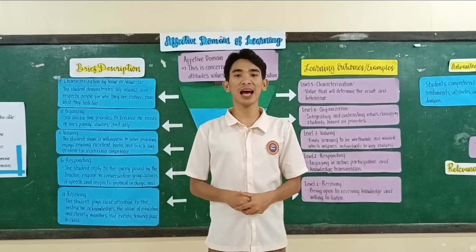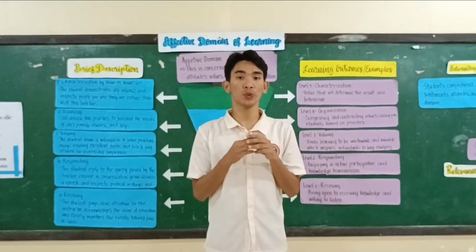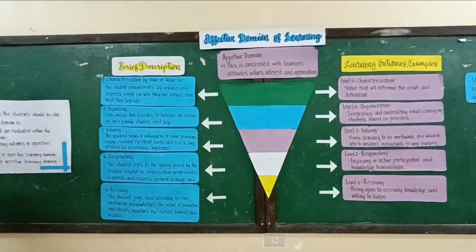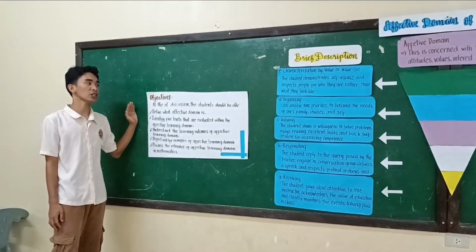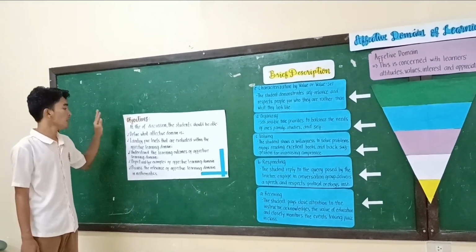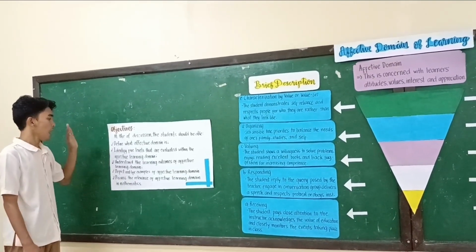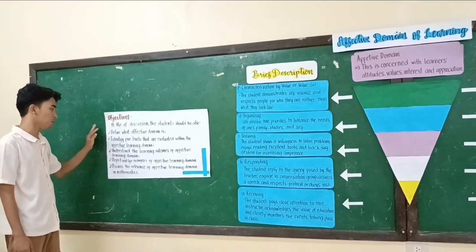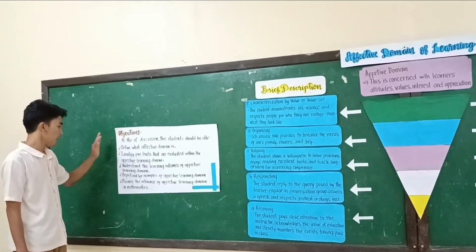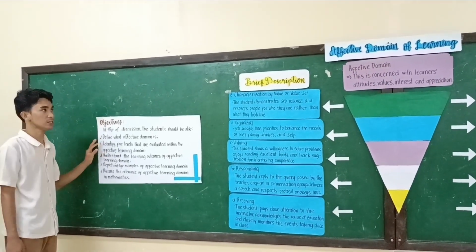Today, we are about to discuss the affective domain of learning. So before anything else, I would like to review the objectives of this topic. First, at the end of the discussion, the students should be able to define what the affective domain is, identify 5 levels that are evaluated within the affective learning domain, understand the learning outcomes of affective learning domain, depict real-life examples of affective learning domain, and lastly, discuss the relevance of affective learning domain in mathematics.